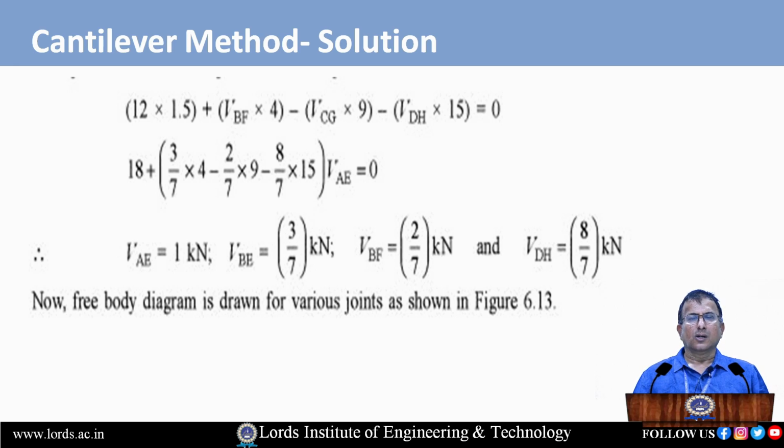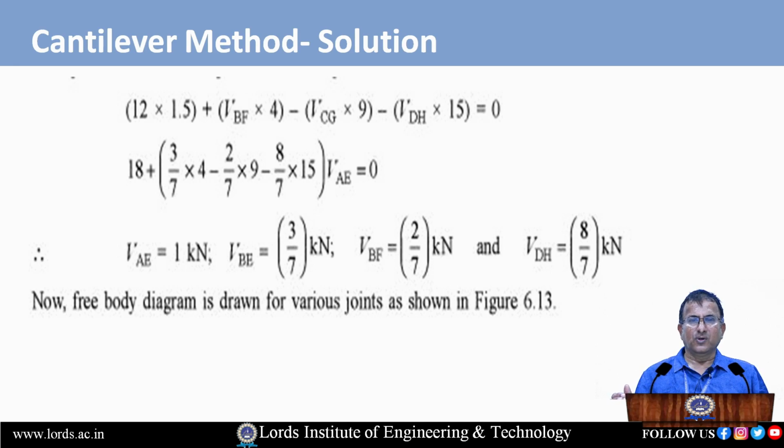We know that moment is the product of force and perpendicular distance. So for the force VBF, the perpendicular distance is 4 meters. That's why plus VBF into 4, minus VCG into the perpendicular distance, which is 9. Why minus? Because it is in the anti-clockwise or counter-clockwise direction. In the same way, minus VDH into the perpendicular distance for the force in member DH, which is 15.